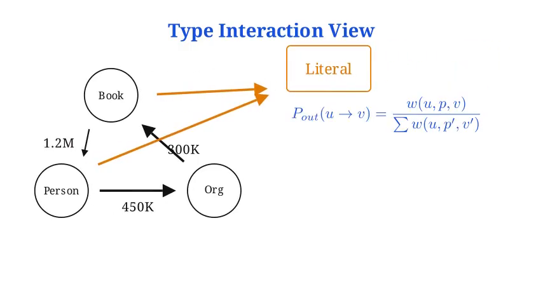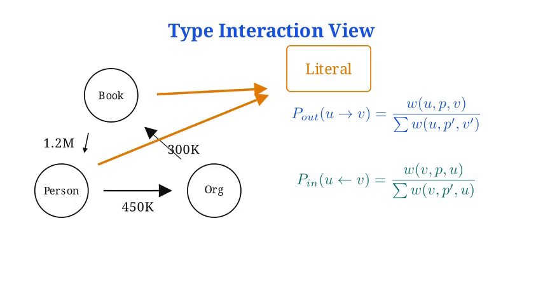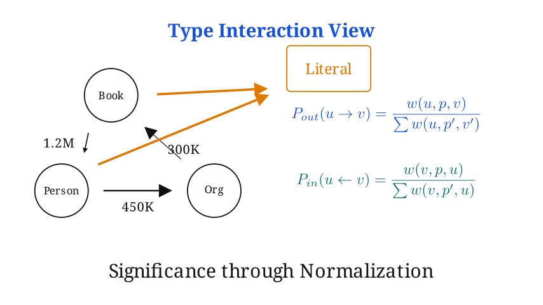To make sense of these connections, we normalize the weights from two perspectives, the outgoing probability, P-out, and the incoming probability, P-in. This normalization allows us to see not just how often types connect, but how significant those connections are relative to the rest of the graph structure.